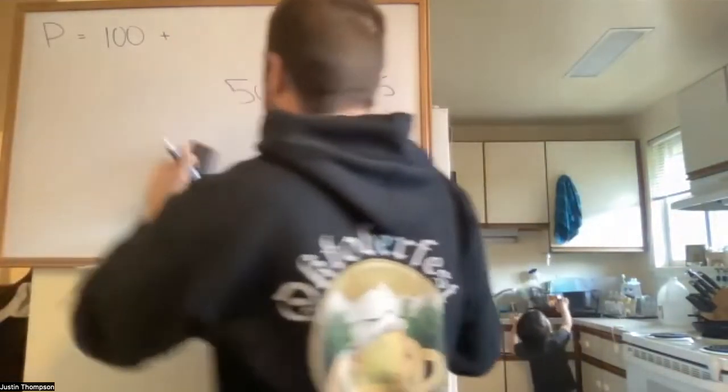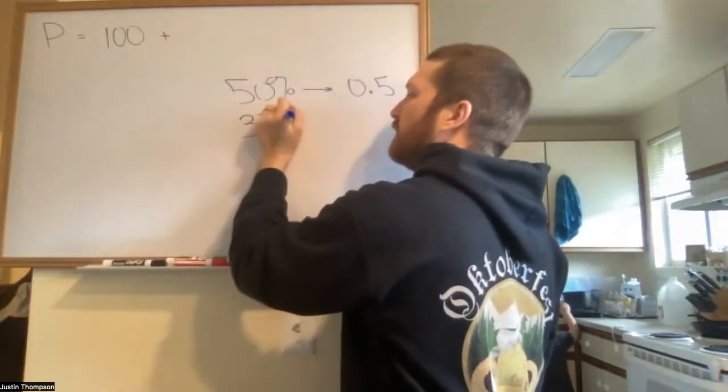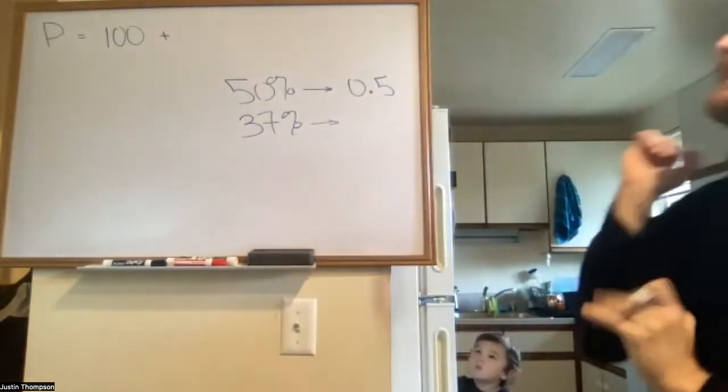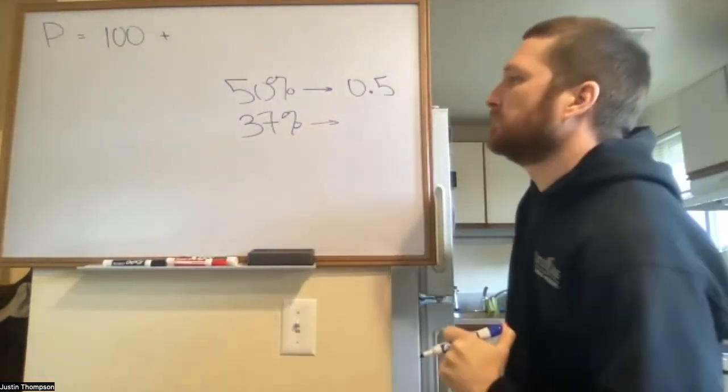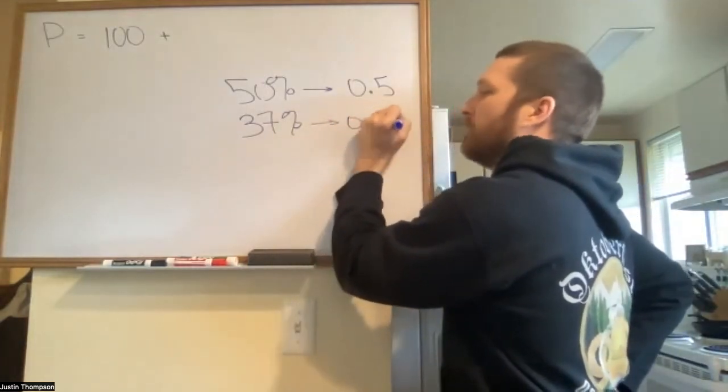Let me check your understanding here. How would I find 37%? 37% means what in terms of decimals? 0.37. There we go. That's all you do.